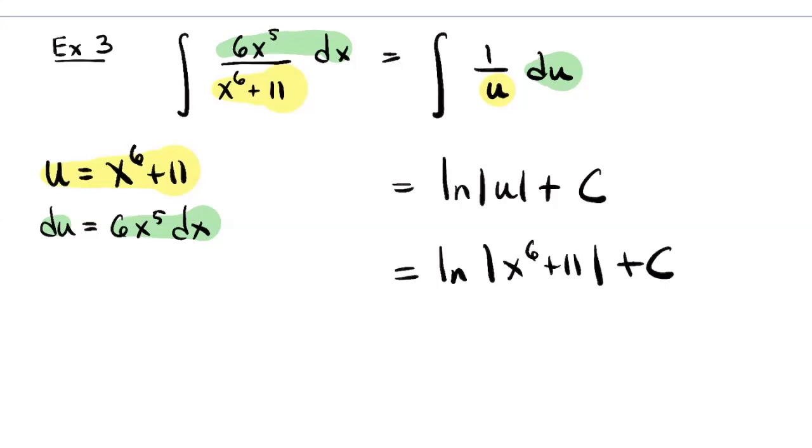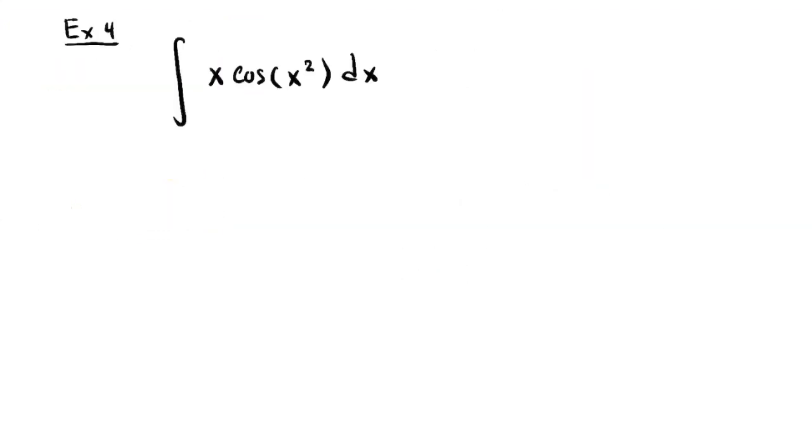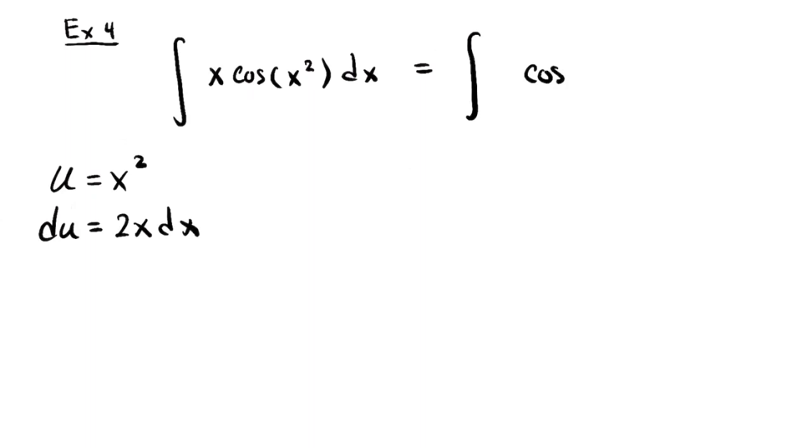Okay? Let's try another one. Stop the video. What do you think we should let u equal? Okay, hopefully you stopped it and answered, but I'm going to let u equal x squared. So du is 2x dx. And now I'm going to start trying my substitution. I like to try to substitute the u variable first. So that's cosine of u. So life is looking good.